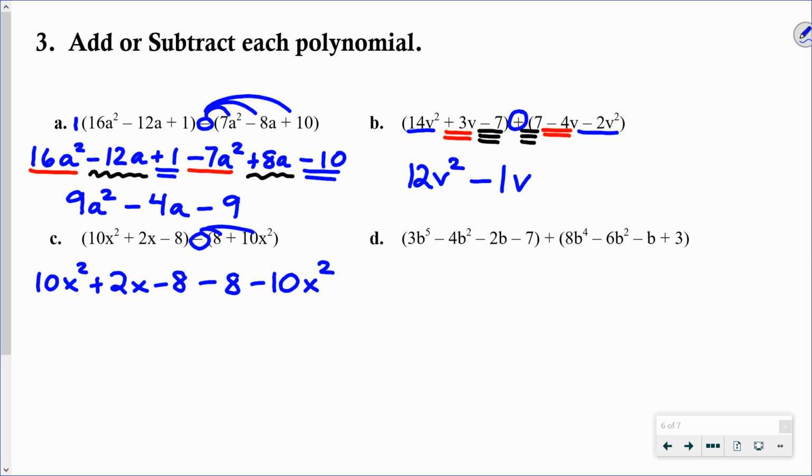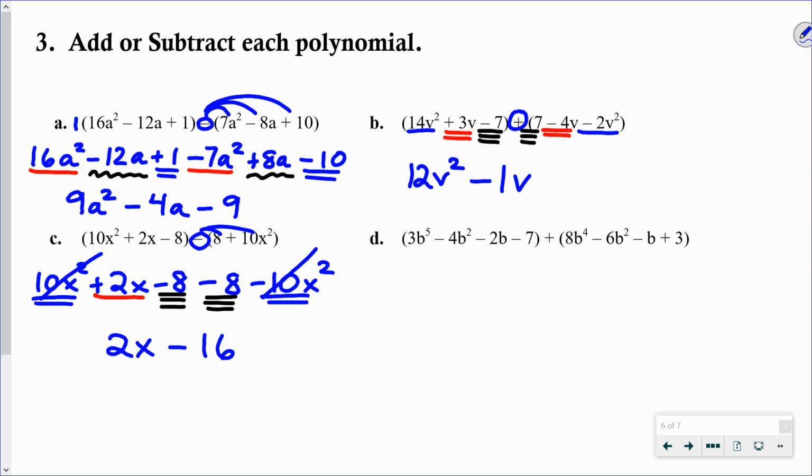Then we want to combine like terms, so 10x squared and a negative 10x squared. Well, those are going to cancel out, so I have 0x squareds left. I'm just going to get rid of them. Then I look at the x terms. I've got a positive 2x, but there are no other x terms to combine, so I leave that alone. And then lastly, we're going to look at our constants. A negative 8 and a negative 8 is a negative 16. So our final answer is 2x minus 16.